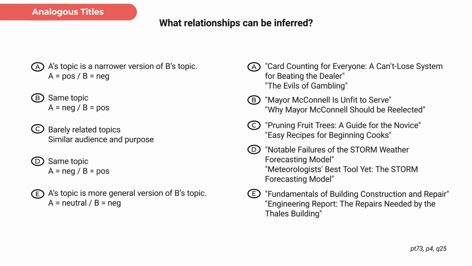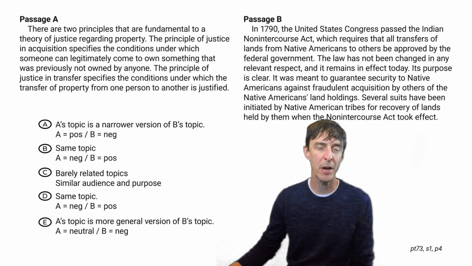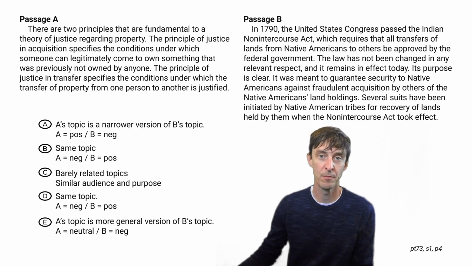Interestingly, B and D probably have to be wrong answers because they have the exact same relationship. They're both testing same topic with a negative in passage A and a positive in passage B. Let's compare these answers to the passage they came from. See if by reading the first paragraph of each, we would feel good about getting rid of any of the answers. Pause the video and think about which answers you'd eliminate.